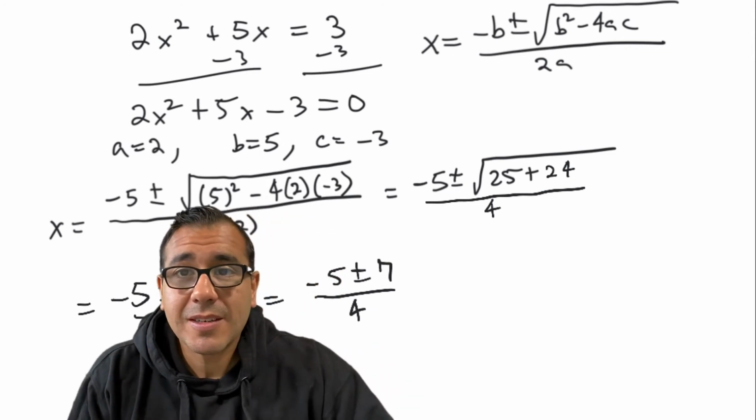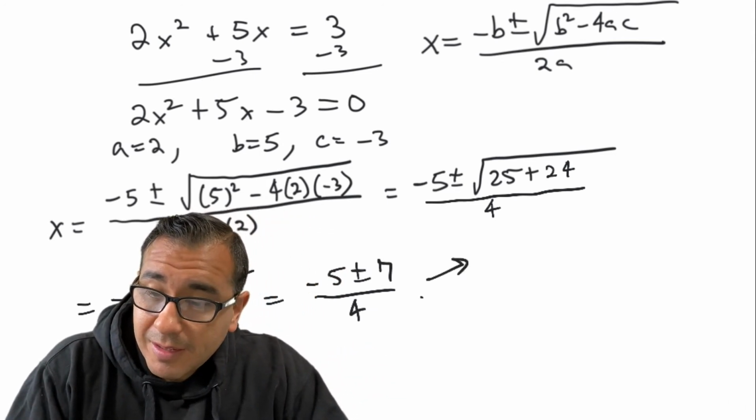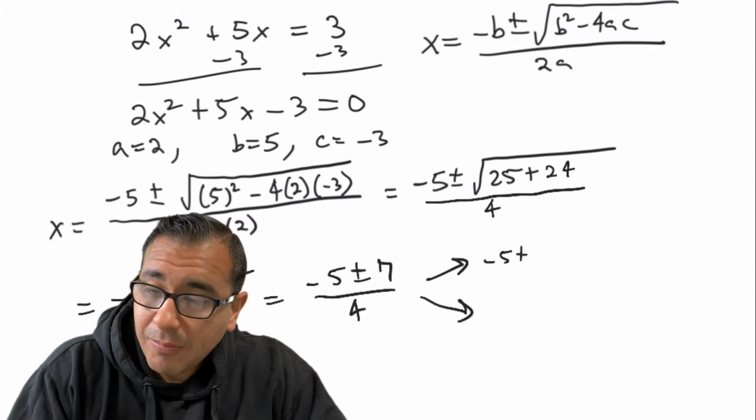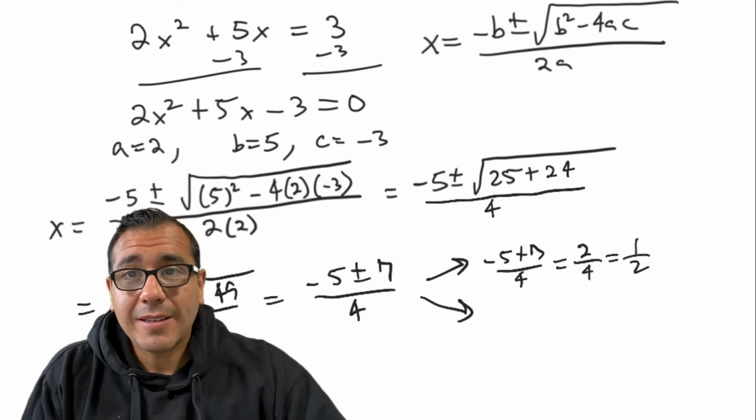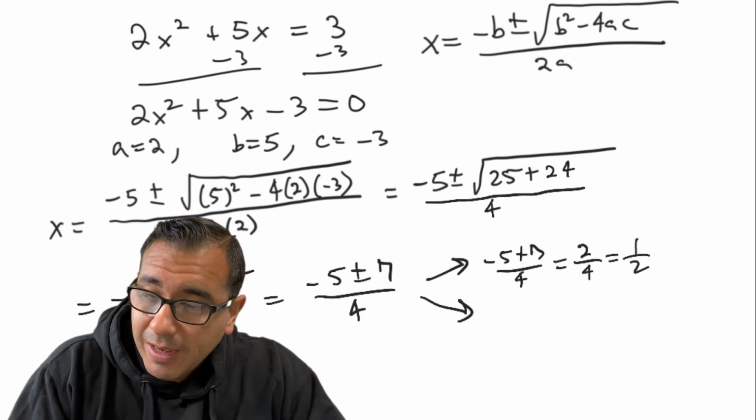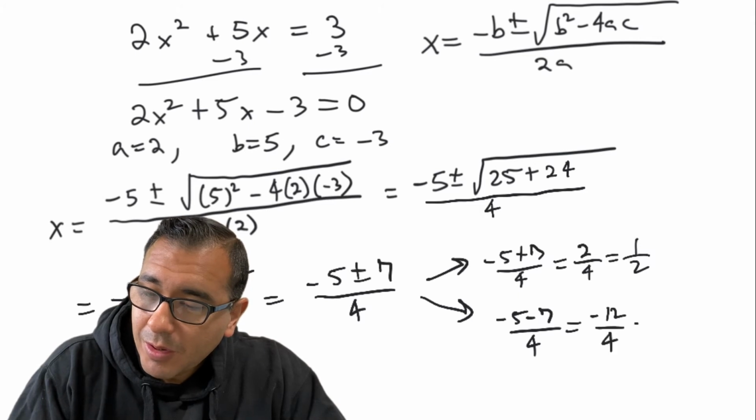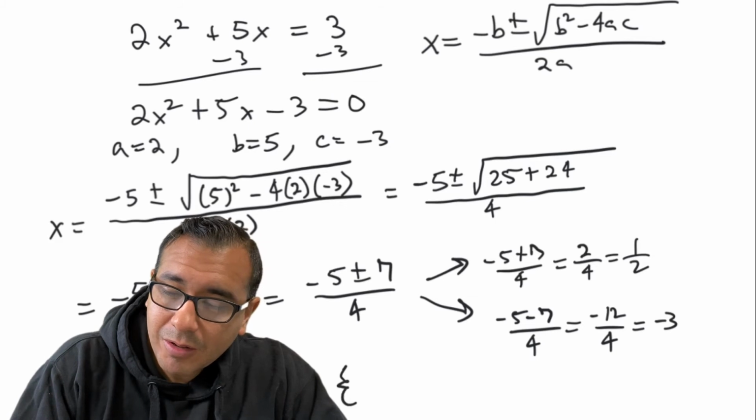And so this is gonna lead us to our 2 solutions. So one of our solutions is going to be negative 5 plus 7 divided by 4. So we end up with 2 fourths, which is 1/2. So there's one of our x-intercepts, one of our solutions. And then we're going to have negative 5 minus 7 divided by 4. So we're going to end up with negative 12 divided by 4, which is going to end up with negative 3. So there are our 2 solutions.